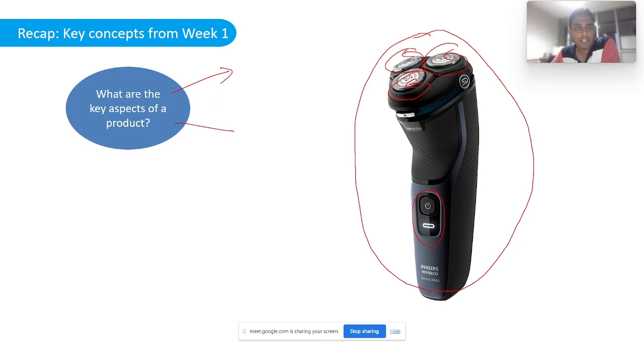So now the question comes in front of you, what are the key aspects of a product? So when someone asks you this particular question, what should be your answer? Now any product basically has two main aspects. One is the form and the other is the function.